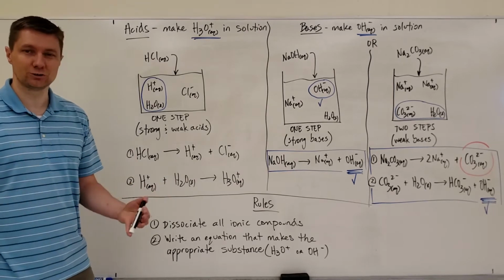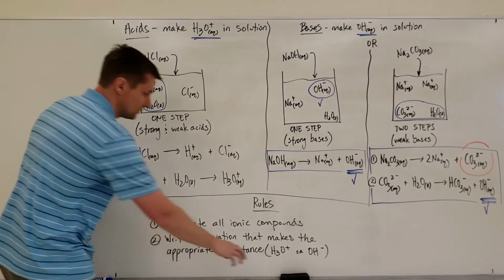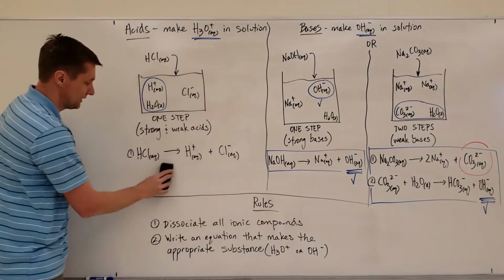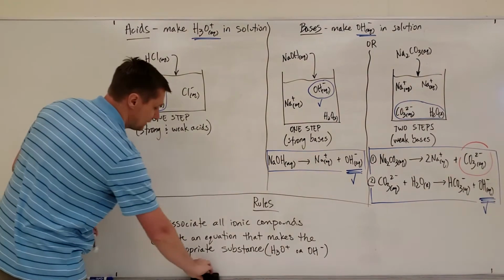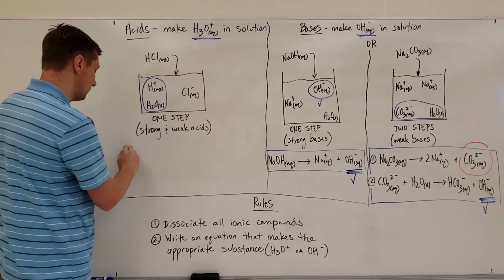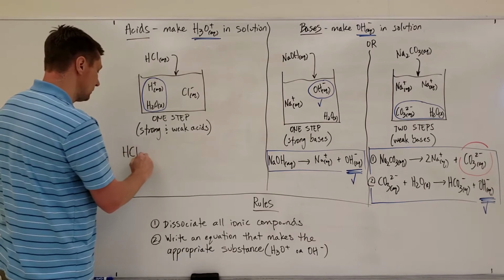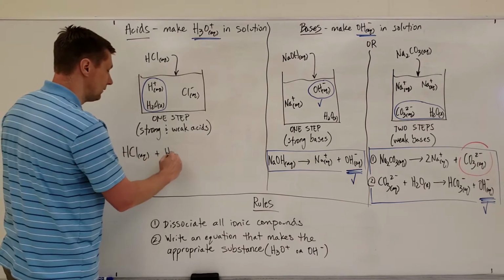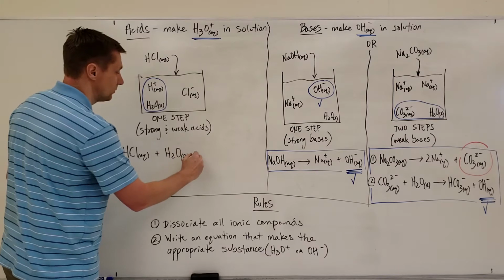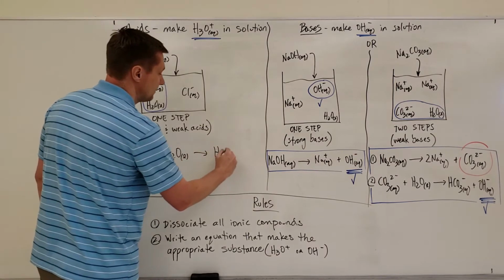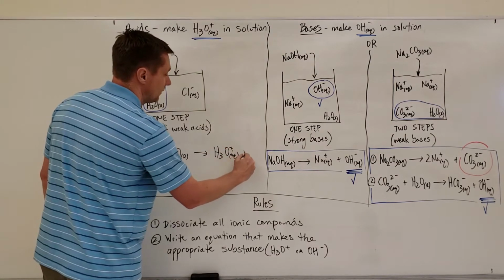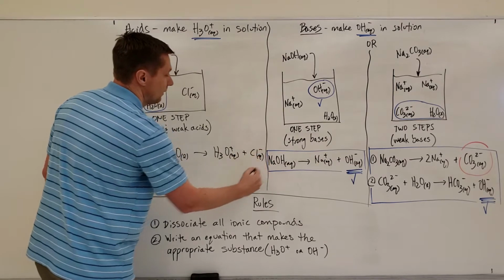But we can illustrate this in one step, so we don't need to write those out as two steps. What we can do instead is go HCl plus water makes hydronium and Cl-.